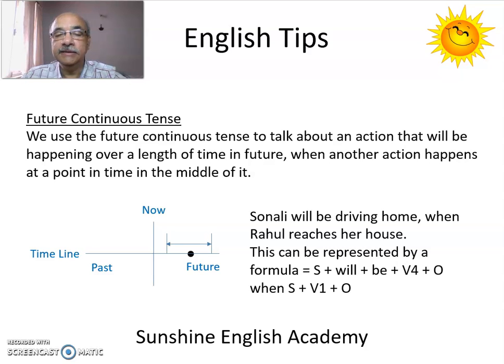So in our sentence, the subject is Sonali, then will, then be, and V4 is driving. The object is not there. This part of the sentence doesn't have an object. And in the second part, we have when, the conjunction, then the subject is Rahul, V1 is reaches, and the object is her house.